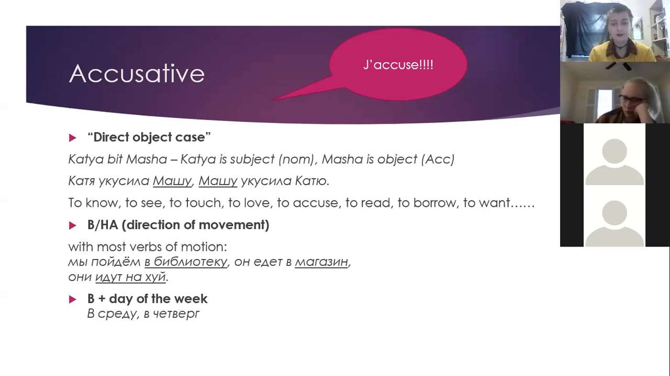Another big one is using accusative with prepositions v and na when you are talking about your destination or direction of movement. So very often with verbs of motion, пойти, идти, ходить, ездить, ехать, those babies, it's probably going to be accusative. Мы пойдем в библиотеку. We are heading to the library. We're not there yet, so it's not our position. It is our destination. Он едет в магазин. He is on his way by car to the shop. Also accusative.